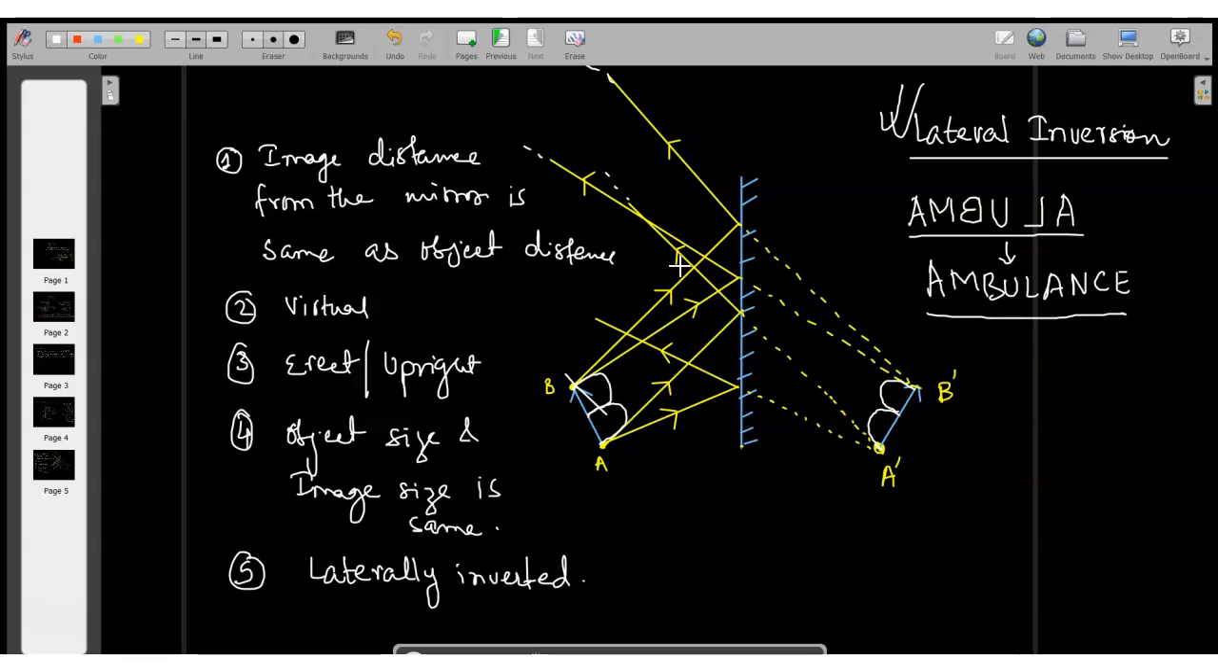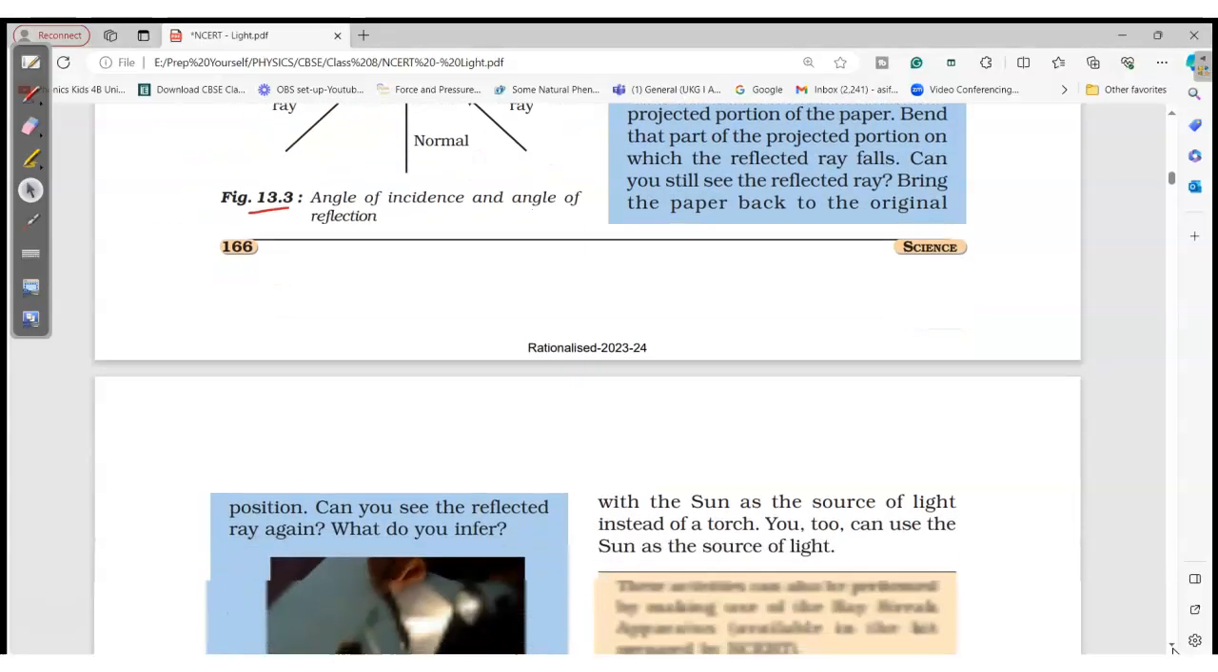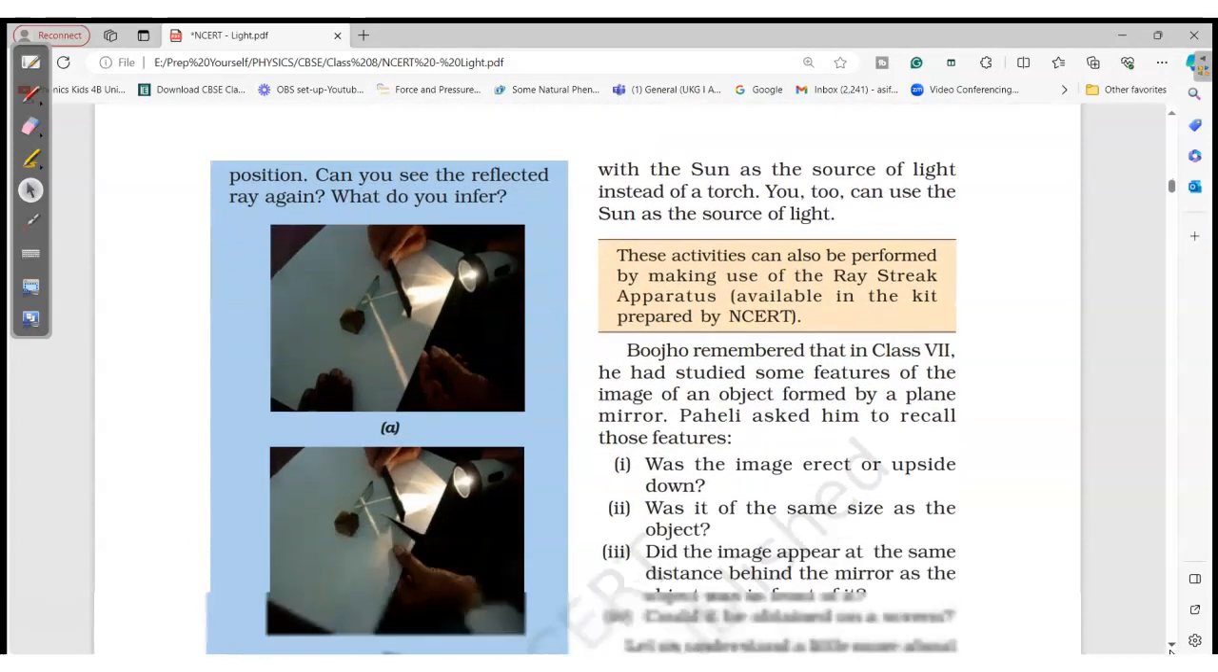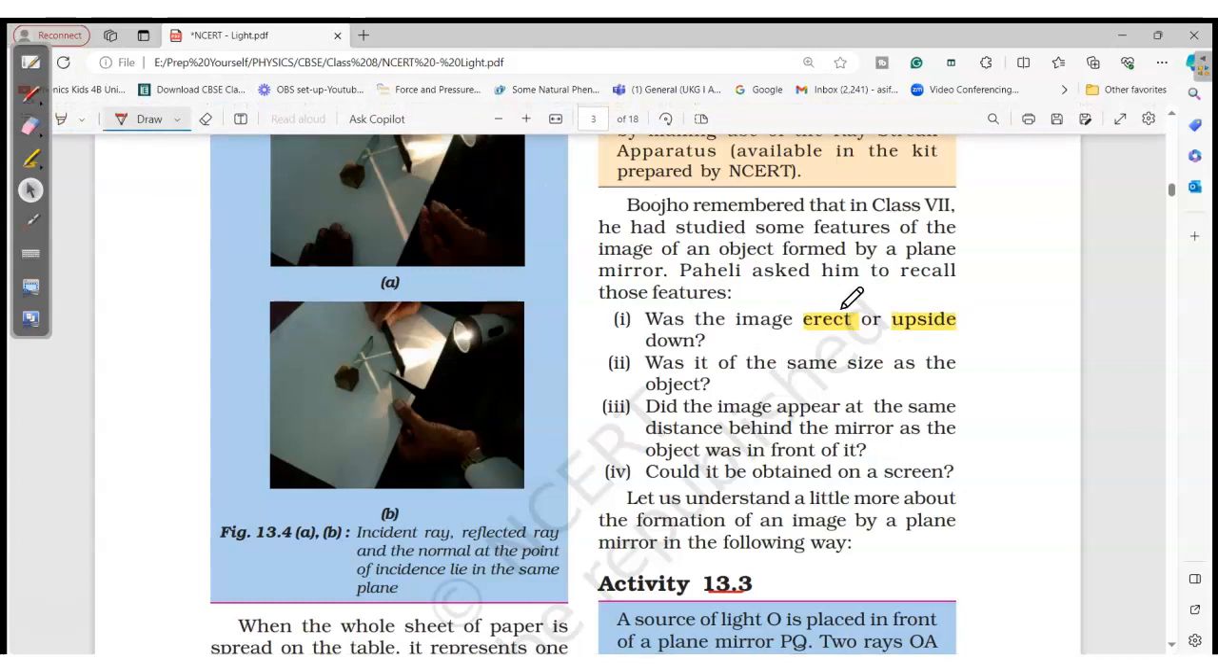All right. So these are the properties of an image that is formed by a plane mirror. Now let us go back to our book. You see, they have discussed the same properties. Image is erect or upside down. Just now we saw that the image formed by a plane mirror is erect. Was it the same size as the object? Yes, it was the same size as the object.